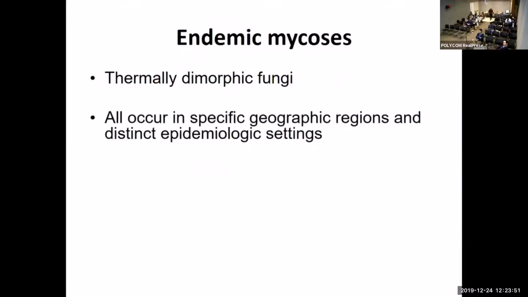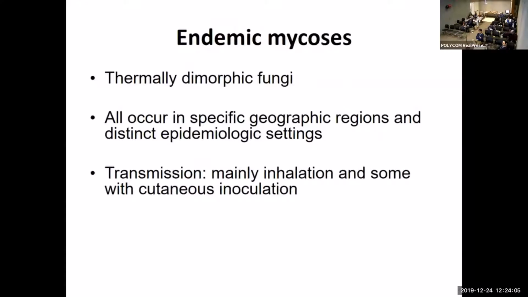So now let's talk about endemic mycosis. What are endemic mycosis? These are thermally dimorphic fungi. As I told you, in the body they exist as yeast, and in the environment they exist as mold. So why are they called endemic? Because they are restricted to specific geographical regions and specific environments. So, for example, in one specific country, you can have multiple endemic mycosis depending on the weather and the type of soil that you have.